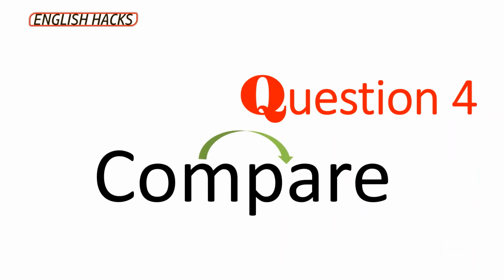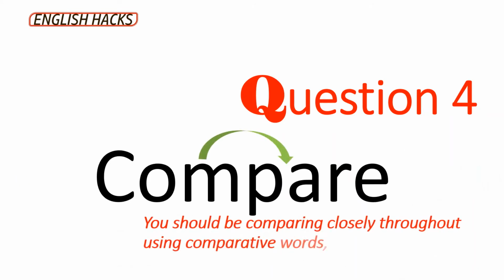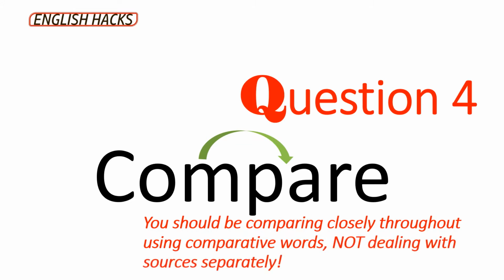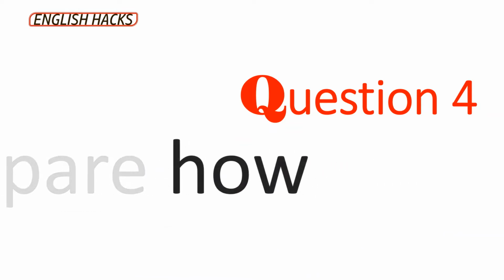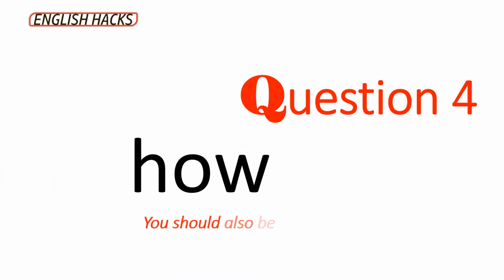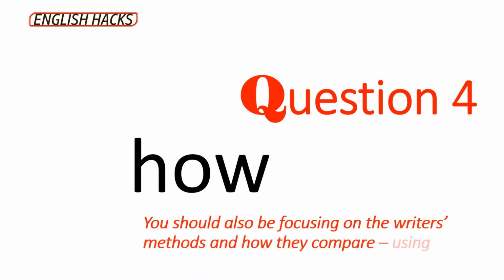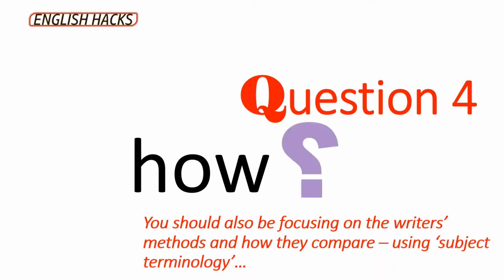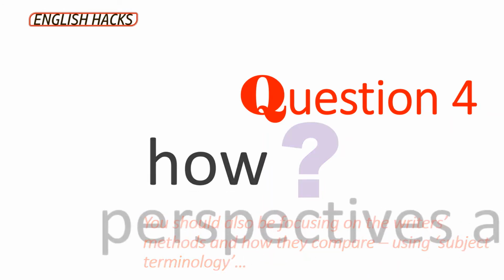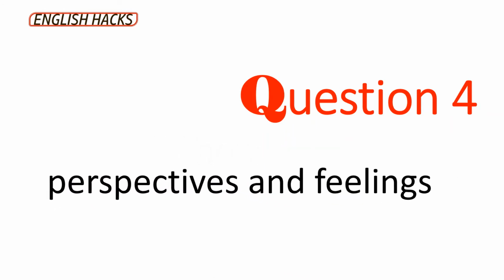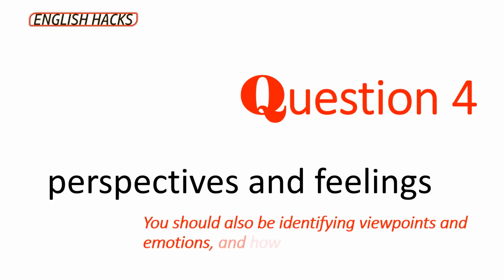In this question, remember that you should be comparing, and you should be using comparative words throughout, not dealing with each source separately. You should also be focusing on the writer's methods and how they compare using the appropriate subject terminology. The question will ask you to compare perspectives and feelings of both writers, so you should be identifying what these viewpoints and emotions are and how they compare between the sources.